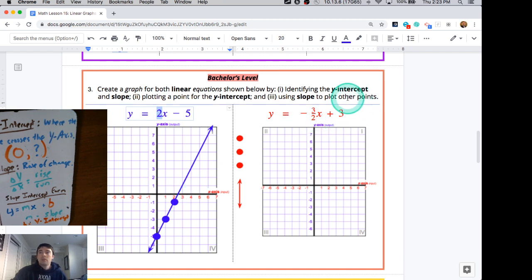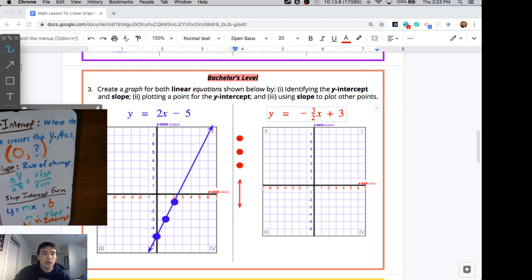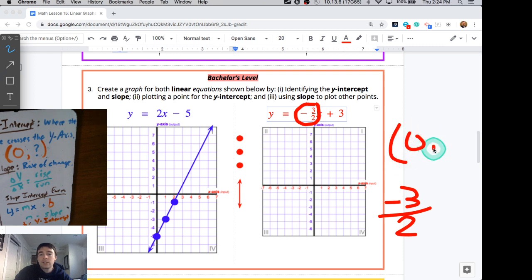Okay, for our second graph that we need to make, again, I'm going to follow the same process. First thing that I want to do is identify what is the y-intercept for this graph. And in our case over here, the y-intercept is that +3 that's all by itself right there. So we have a y-intercept of +3. And then if you take a look at the slope, we have a slope of -3/2. So our slope is -3/2, and our y-intercept is +3. That's 0 and 3 I'm writing there.